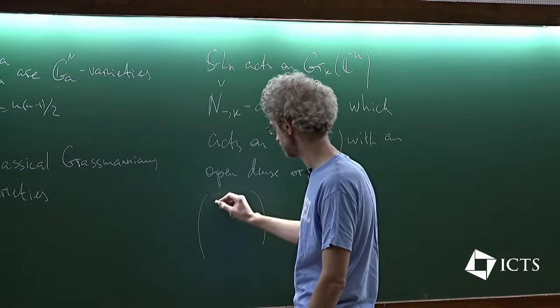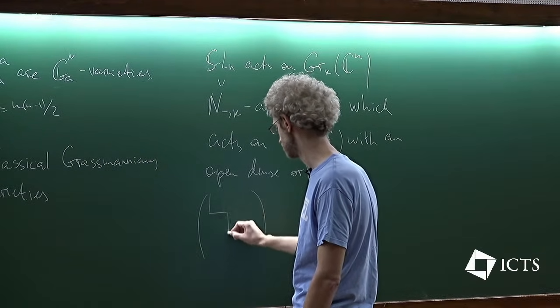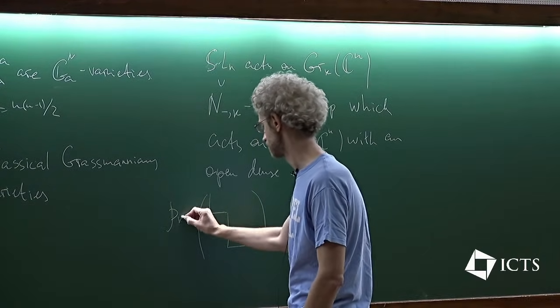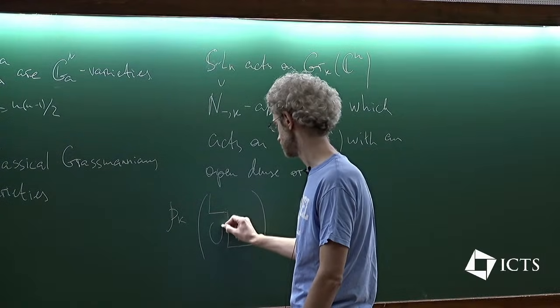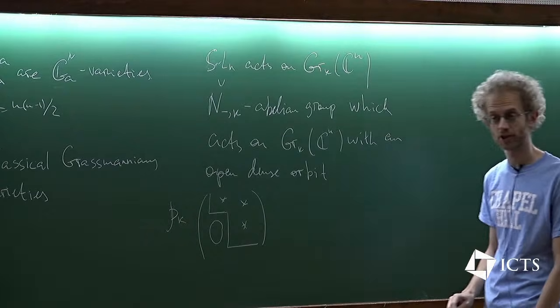So we have the maximal parabolic subalgebra, p_k, with zeros here. Right, so this is the standard parabolic.